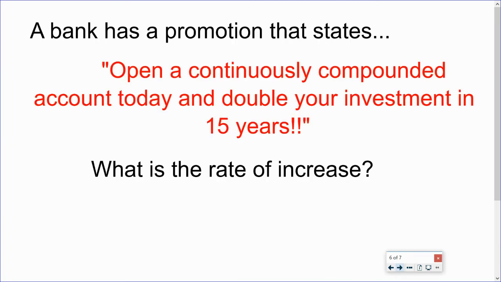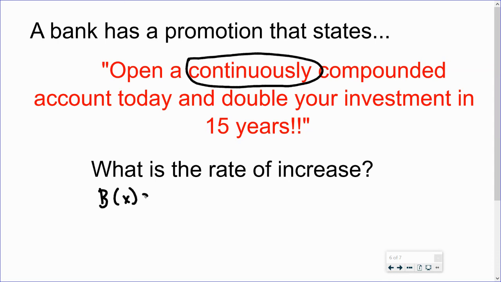Okay. Bank has a proposal that says open a continuously compounding account today and you double your investment in 15 years. Wow. But as I look at this, there's not a whole lot there. Now, let's start with that word. That tells me this is PERT.